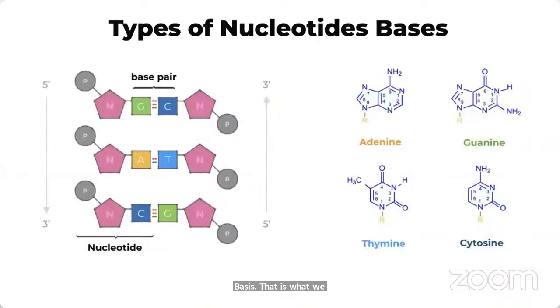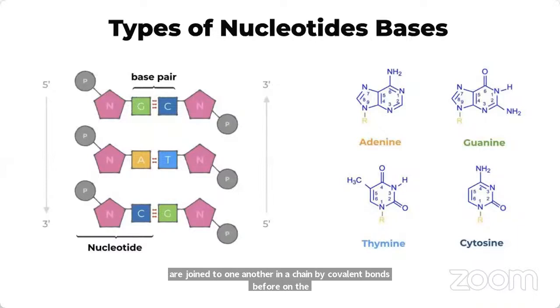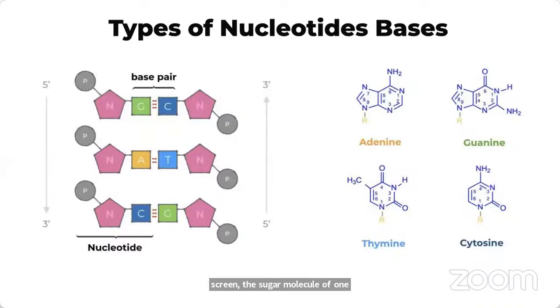So as we spoke about that, this DNA is made up of nucleotides. The nucleotides themselves are made up of three important components: a sugar ring that is called deoxyribose, a nitrogen-containing base, and a phosphate group. These nucleotides are joined to one another in a chain by covalent bonds that form between the sugar molecule of one nucleotide and the phosphate group of the next.